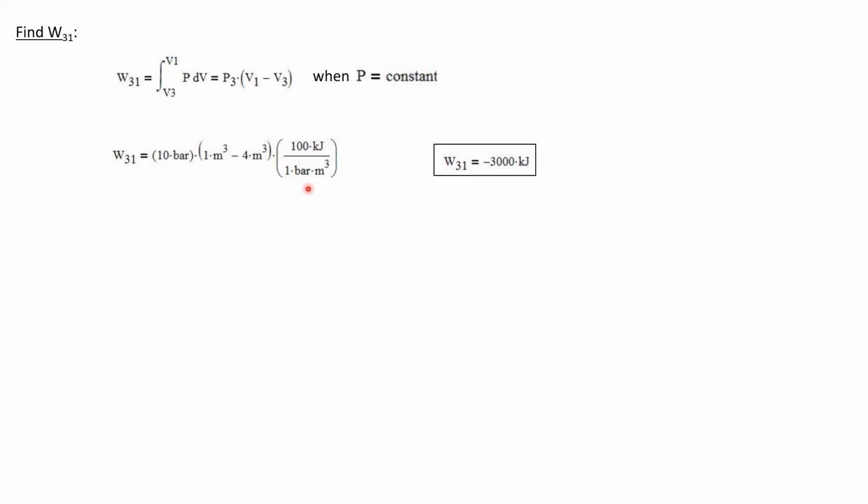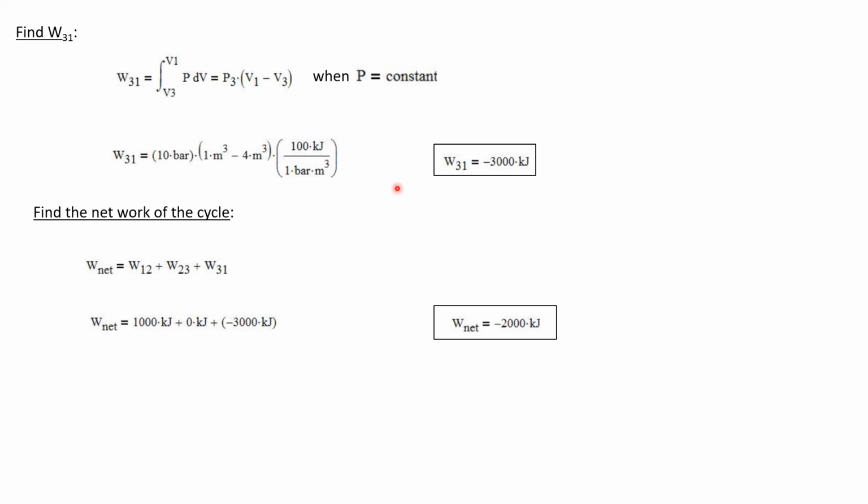And we have our conversion factor to convert bar cubic meters to kilojoules. And we find that the work done by the system during this process is minus 3,000 kilojoules. So what that means is we had to put 3,000 kilojoules worth of work into the system in order for this process to take place.